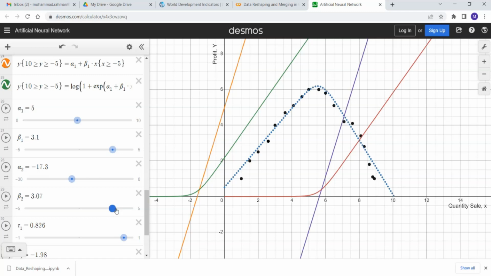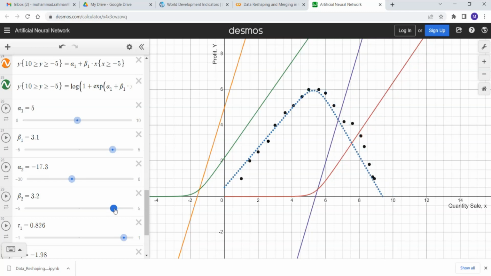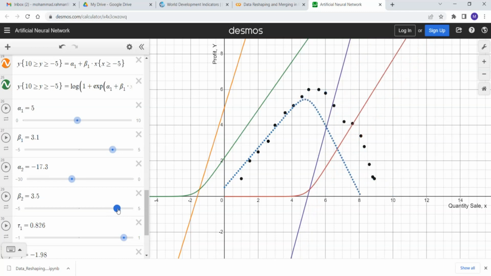So why does it happen? For example, increasing beta 2 makes this line steeper. So for example, the red line becomes steeper. So that means the red line becomes higher for a specific level of quantity size. Then the predicted line, the small dot in the blue color, becomes lower. Why? Because the weighted average becomes lower, because the weight is negative.